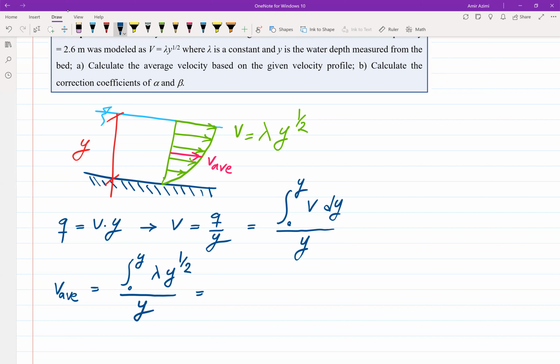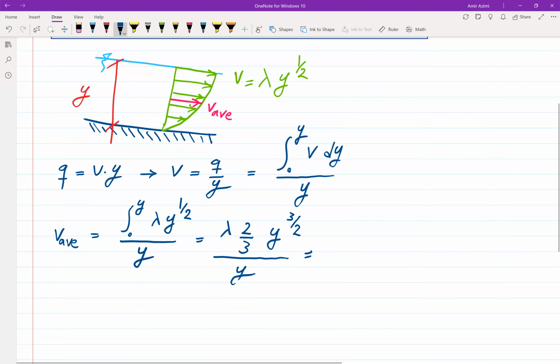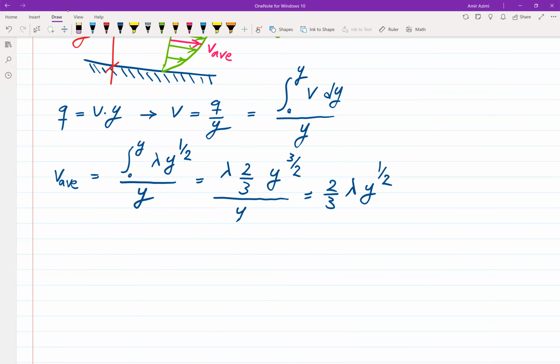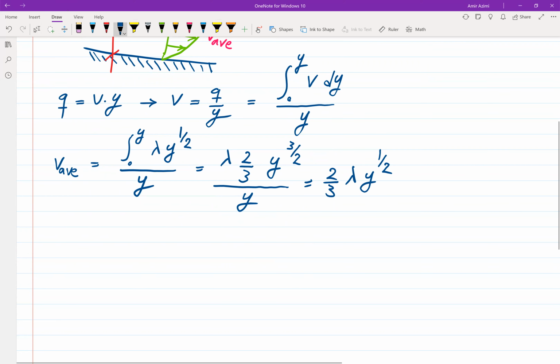So lambda is a constant, it comes out. And then here we have 2/3 y to the power of 3/2, and then divide by y. So that gives us the expression for the average velocity, which is 2/3 lambda y to the power of 1/2. We keep that expression and use it for calculation of the energy coefficient and momentum coefficient.